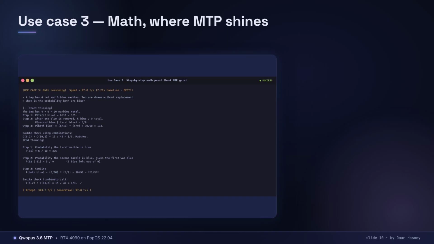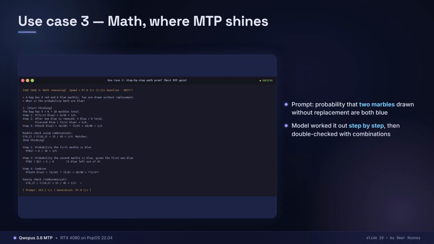Use case 3 is the one where MTP really stretches its legs. Classic probability question. A bag has 4 red and 6 blue marbles. You pull 2 without putting them back. What's the chance both are blue? The model walked through the answer step by step, calculating each conditional probability, then verified itself with a combinatorial sanity check. The answer is 1/3.